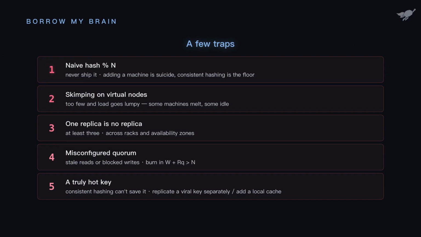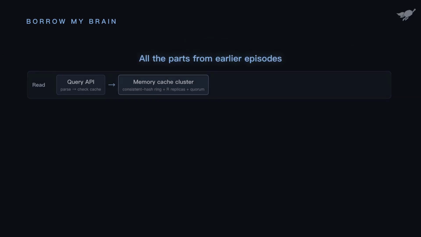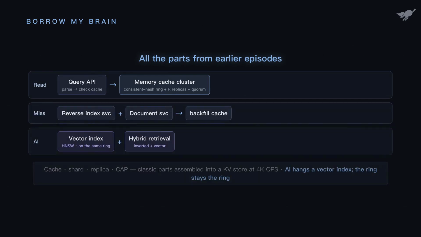3. One replica is the same as none. At least 3, and place them across racks and across availability zones. 4. Misconfigure the quorum, and you either read stale values or can't write at all. Burn it in. Writes plus reads, greater than the total. 5. An absolute hotkey. Not even consistent hashing can save you. A single viral term can crush one node, so you replicate it on its own or put a local cache in front. Let me weld it into one sentence to close.